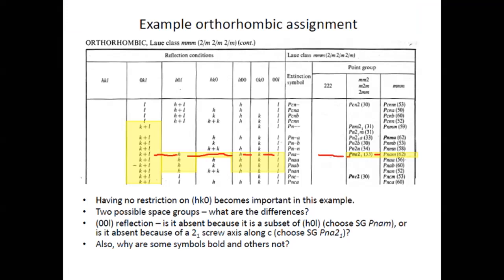So we picked the non-centrosymmetric version, but if we were to include a mirror plane perpendicular to C, then that would be the centrosymmetric version of that set of reflection conditions. And so you would have to try both space groups to determine whether it's going to be centro or non-centrosymmetric.